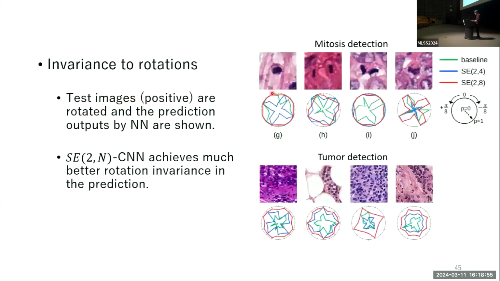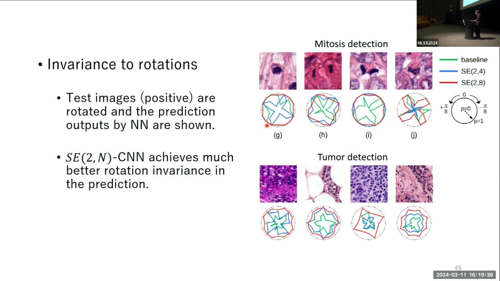And a more interesting result is the invariance to rotation achieved by the group convolutional neural network. So these are the output of the positive result. So this is actually the value. And this circle is the correct response from the neural network. And the red one is the group convolutional neural network with 8 discretization. And the green one is the standard convolutional neural network.